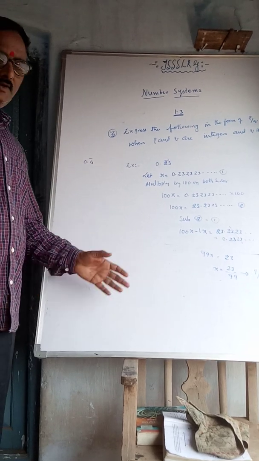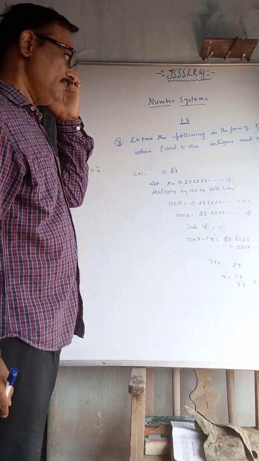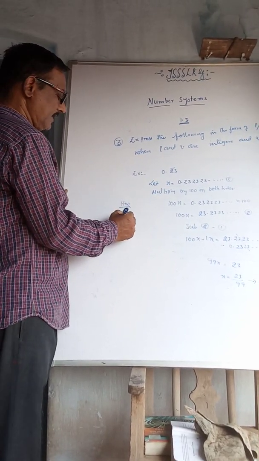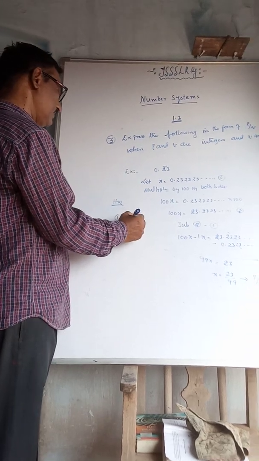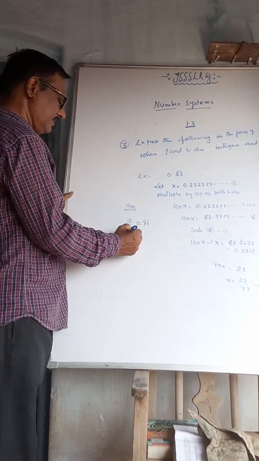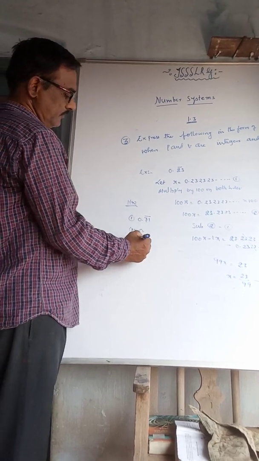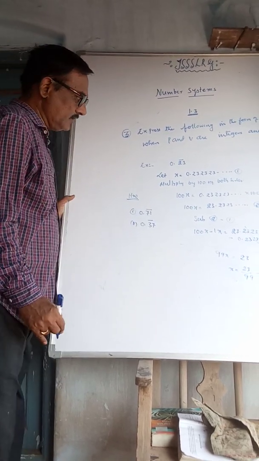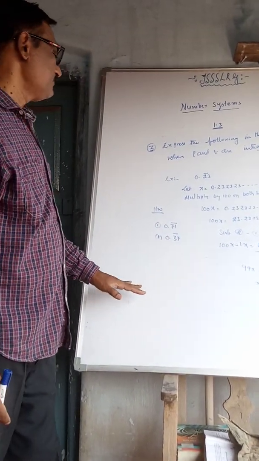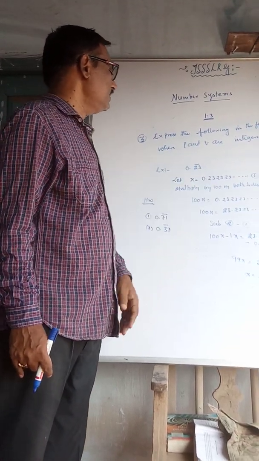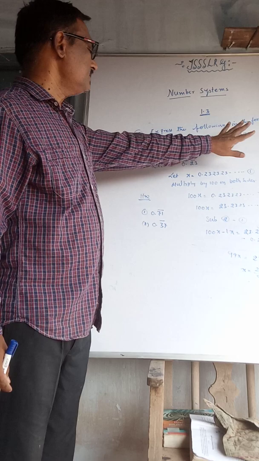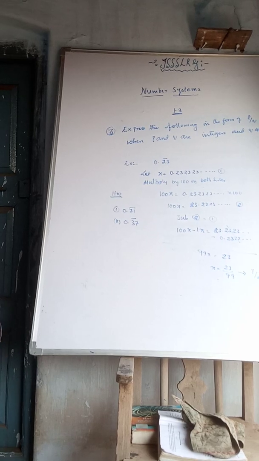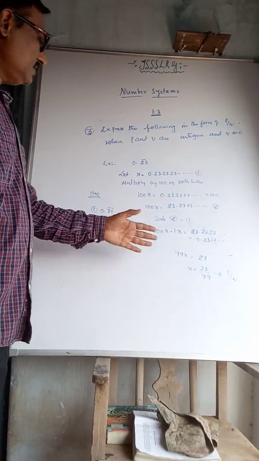You'll have to do one or two sums of the same kind. Take the homework as 0.71 bar, where the bar is for both of the numbers, and the second one is 0.337 bar. Work out in the same manner. Here once more, x is equal to 0.2323. We can repeat the two-three numbers as many times as needed. Multiply by 100, after multiplication 23.2323. Subtract both of them, and you will get this answer.